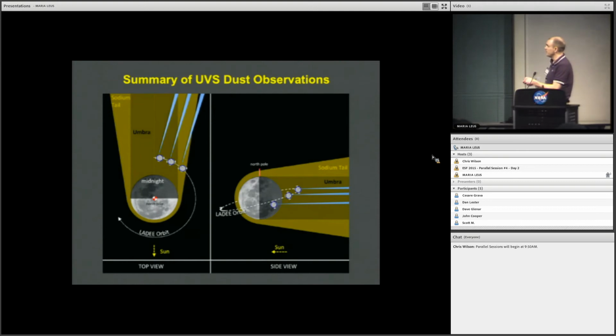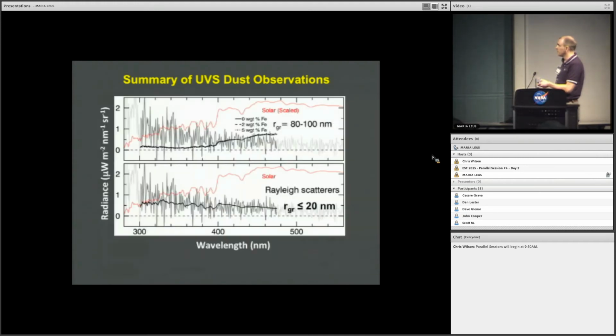Night side of the Moon, looking anti-sunward, and looking at the scattering along these columns here. As LADEE orbited from midnight around toward dusk, we saw a drop in the inferred concentration of this nanodust population. It's just a little subplot from what Amanda showed. And this is the UVS data.